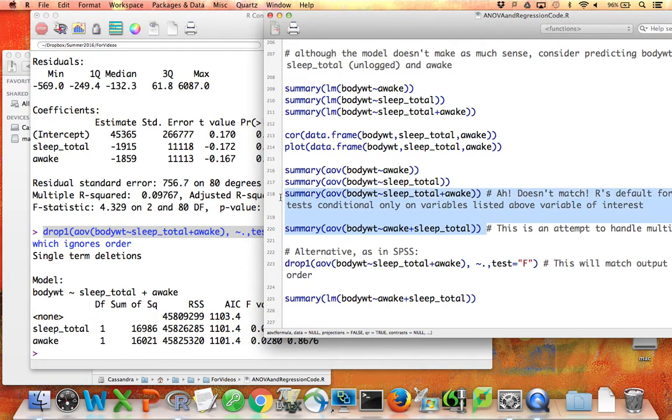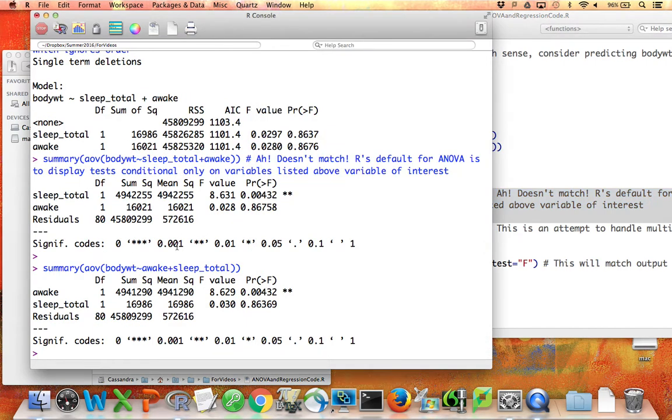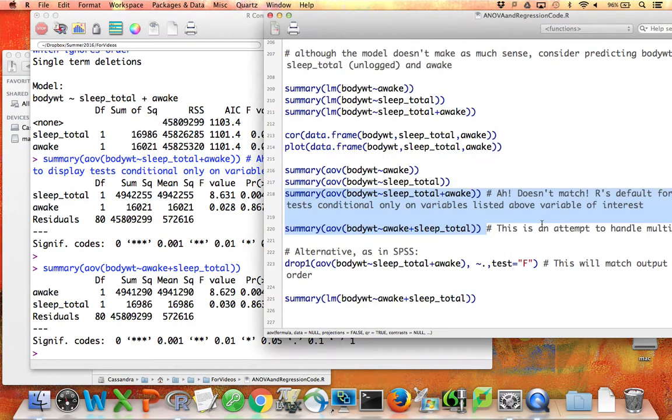Again, if I show you the results of these two models, body weight on sleep total plus awake, body weight on awake plus sleep total, the p-values in each of these cases, we've got a very small p-value for whichever one comes first, because that's comparing the equal means model to the model with whichever predictor comes first, and a very big p-value for the second one, which is comparing the model with both terms to the model with just one of the terms. So it's really important to know what questions are being asked.